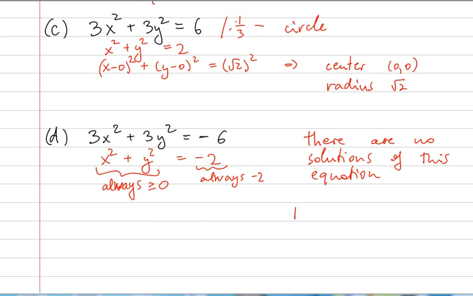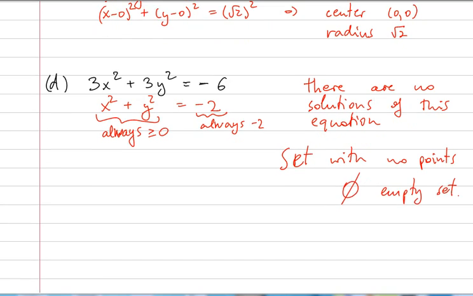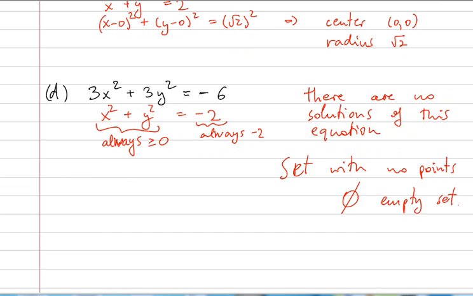This is a set with no points. We have another name for this set. It's the empty set. I wouldn't say this is a circle, because you need to have at least one point on the circle. Okay.